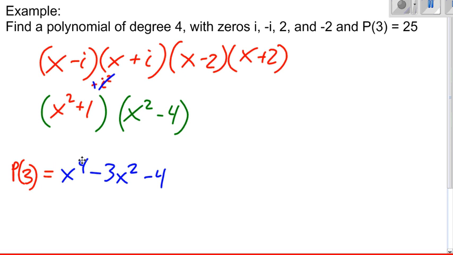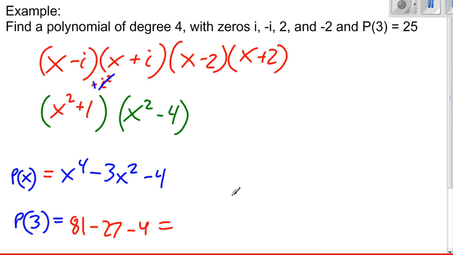But then it tells us that p of 3, so here's our polynomial of x, but p of 3 needs to equal 25. So let's see what we get when we plug in 3. So 3 to the fourth is 81, minus 3x squared, so that's 3 times 9, 27, minus 4. So you put that all together, you get 50. It's supposed to equal 25.